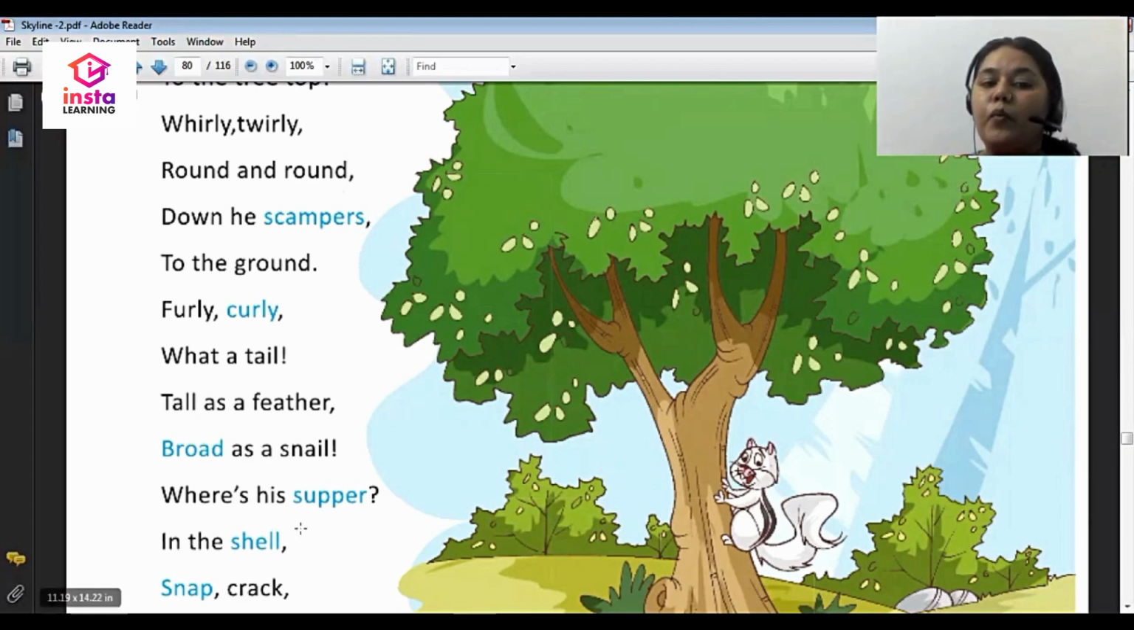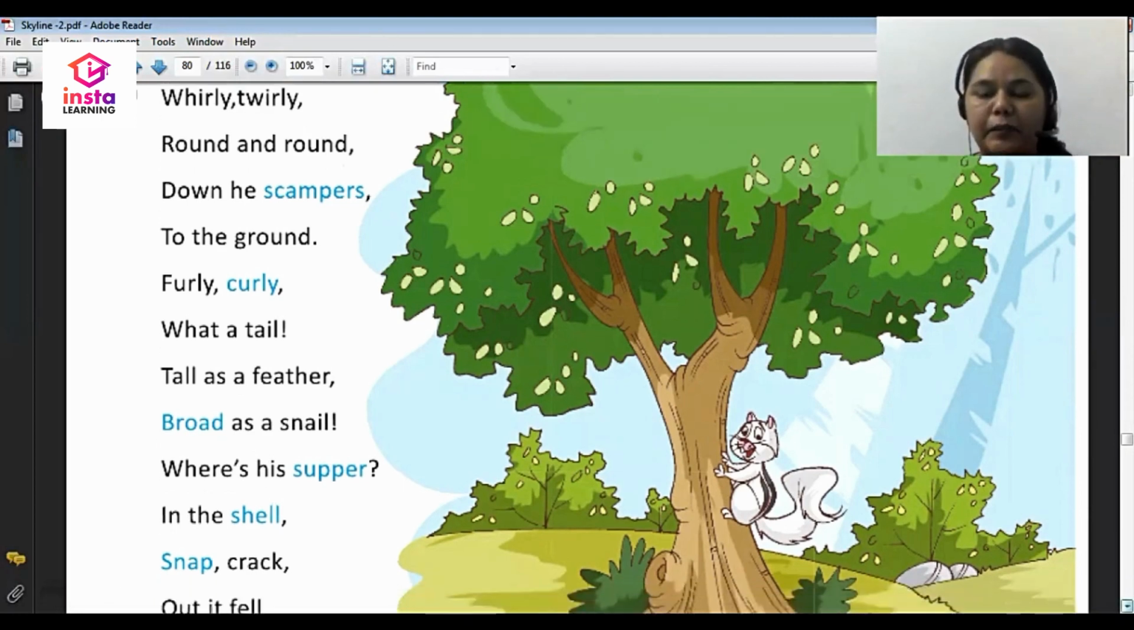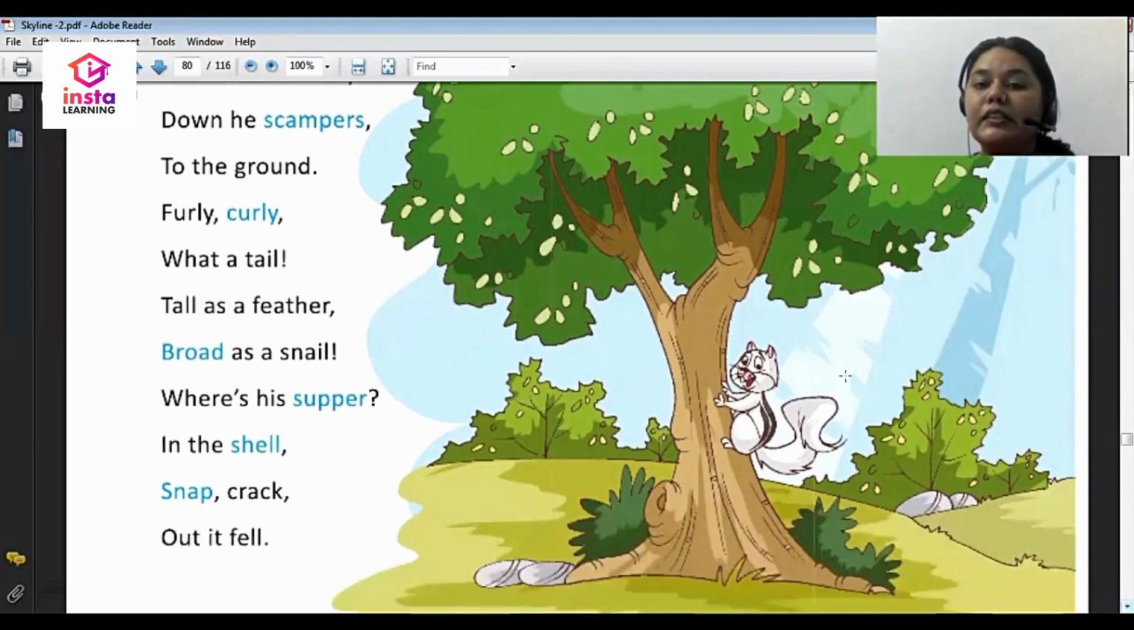And then, where is his supper? Supper is an evening meal. So now the poet is saying that the squirrel is looking for its evening meal, which is a supper, in the shell. Where can the squirrel find its supper? In the shell. Snap, crack, out it fell.